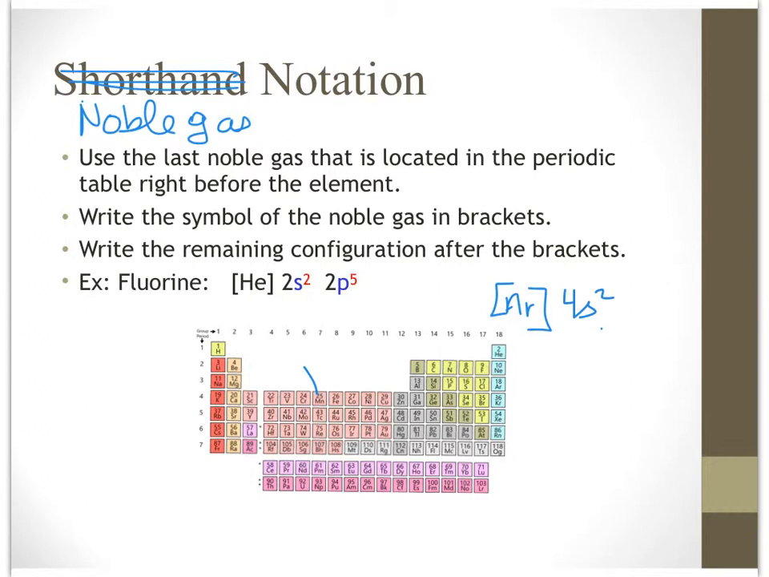After 4s on the diagonal chart, we have 3d. Okay, we're already showing 20 electrons. Argon is 18. 4s2 is 2 more, so that's 20. So we need 5 more electrons. So it's going to be 3d5. So you just use the noble gas as a starting point to kind of shortcut and only have to write what comes after that particular noble gas.